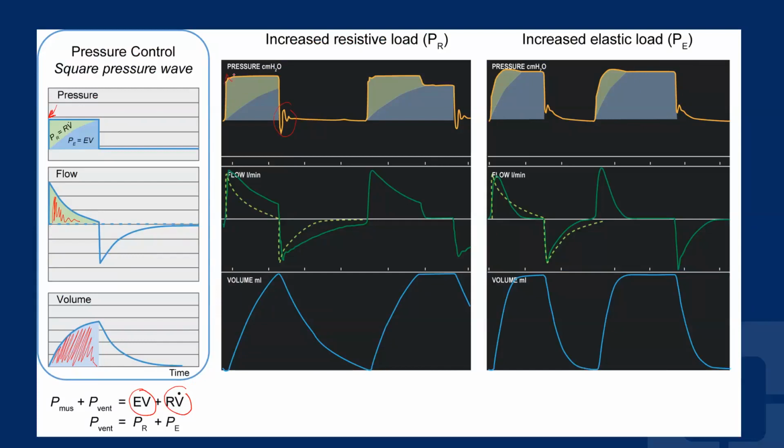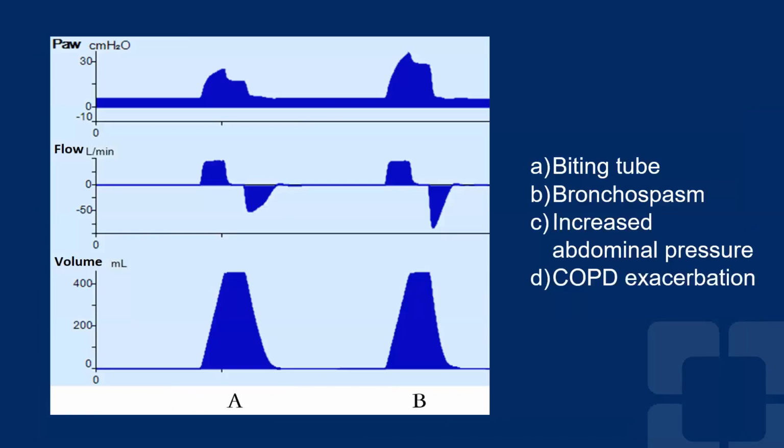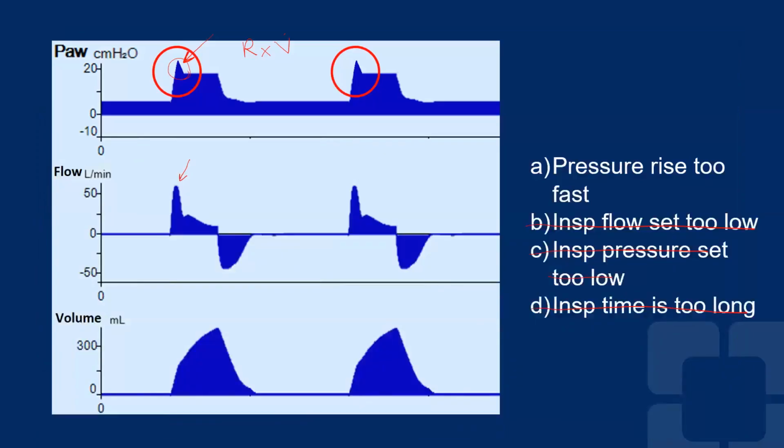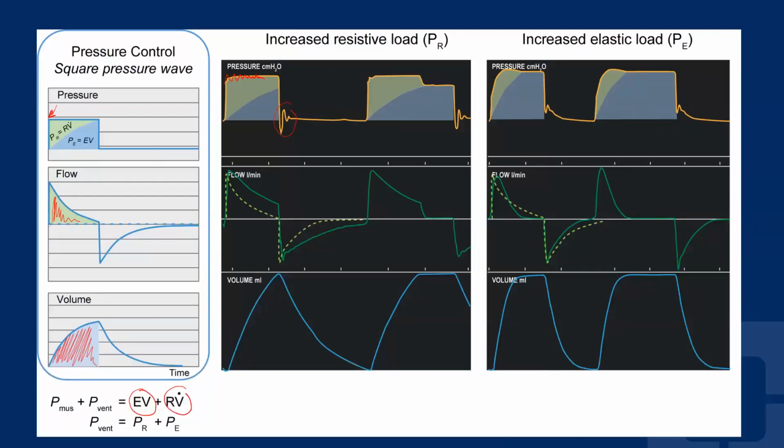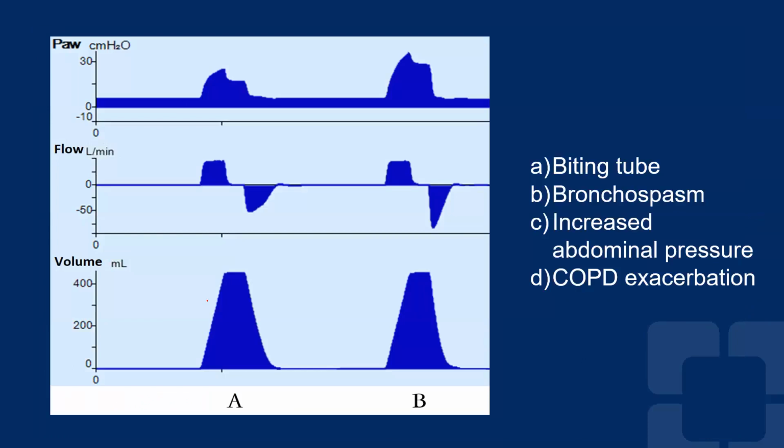So let's take a look at the waveform again. It's volume control, so the flow is controlled. There is a pause, and you can see the initial step up, which gives you this delta between the plateau and the peak. Just by eye, you can see that that remained essentially the same, and the plateau went up. So because the plateau went up, the elastance had to increase, which means that the compliance decreased. So the compliance is lower on this patient.